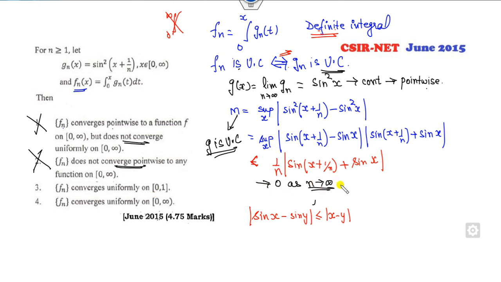Now it is 0, for all x. So what is the meaning of that? X is from 0 to infinity. If it is for 0 to infinity, then it is also uniformly convergent over 0 to 1, because it is for all x. So the right answers are C and D, the correct options of this problem.